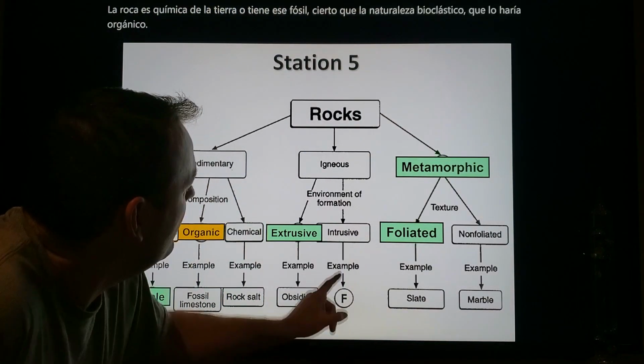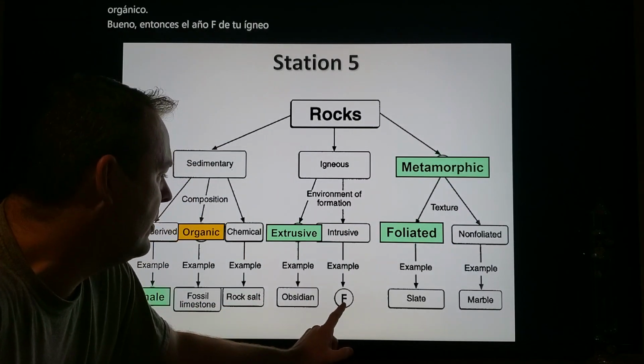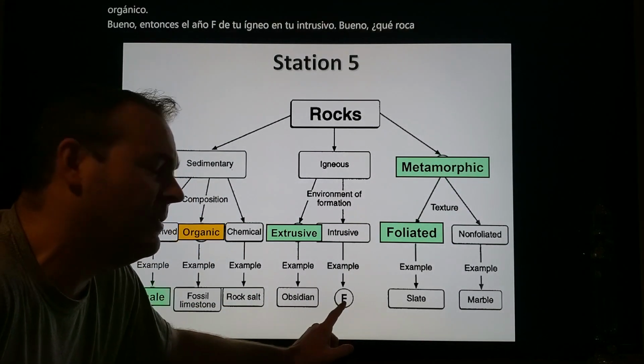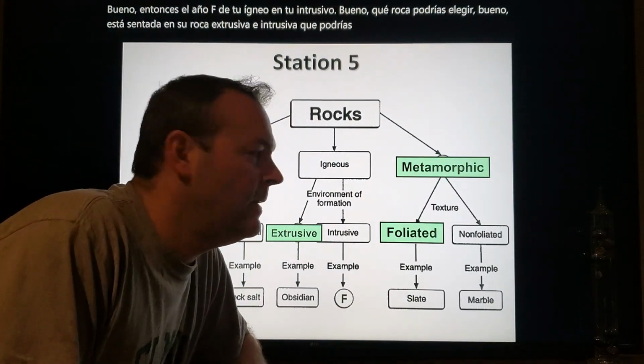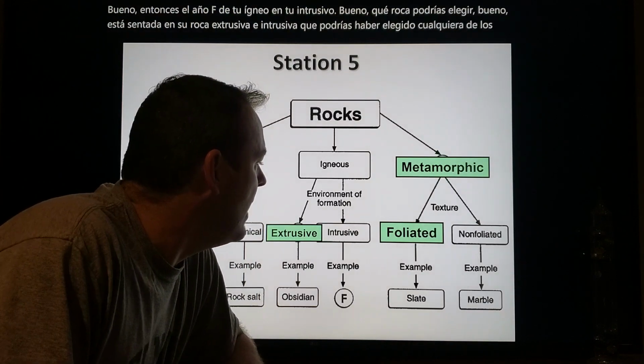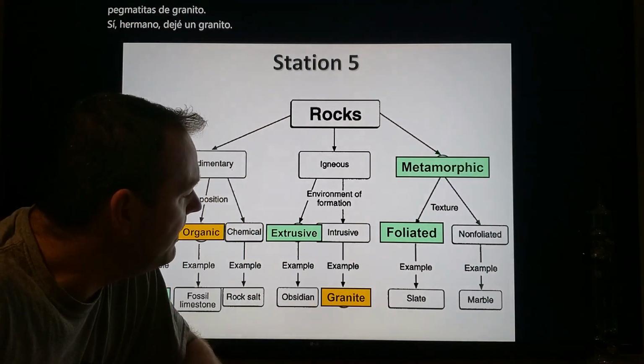And then F here, if you're igneous and you're intrusive, well, what rock could you pick? Well, obsidian is extrusive, not an intrusive rock. You could have picked either granite, pegmatite, gabbro. I put down a granite. Okay.